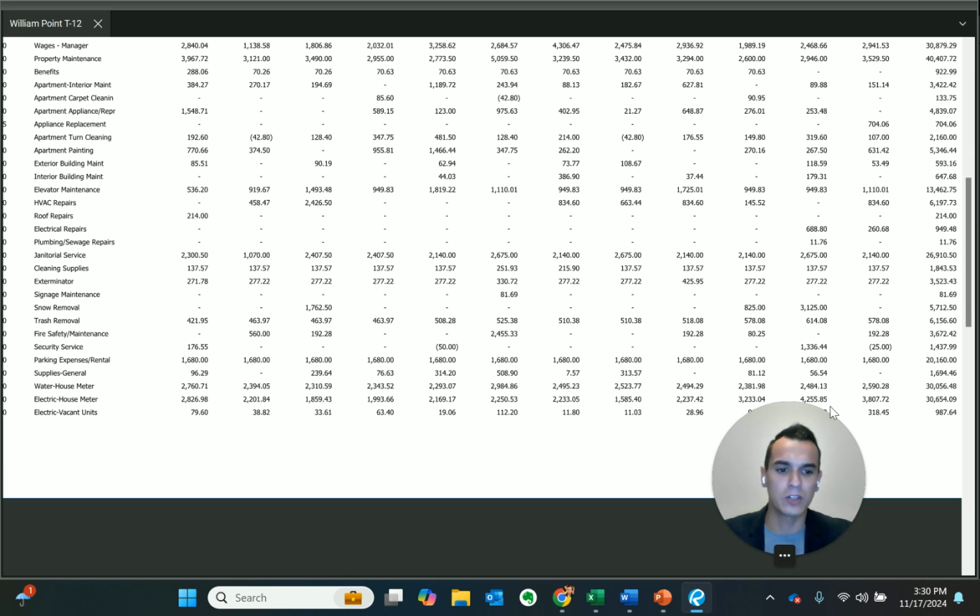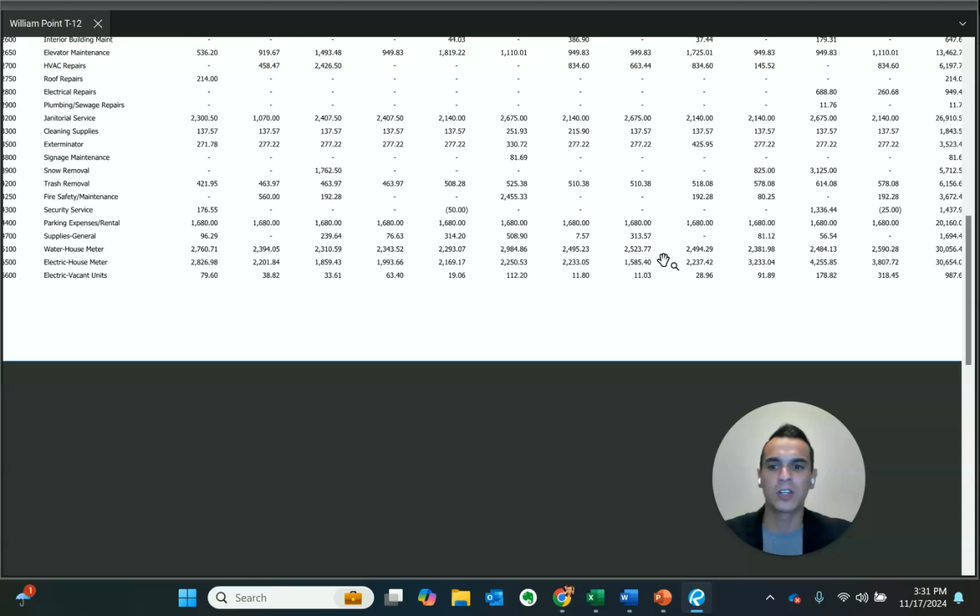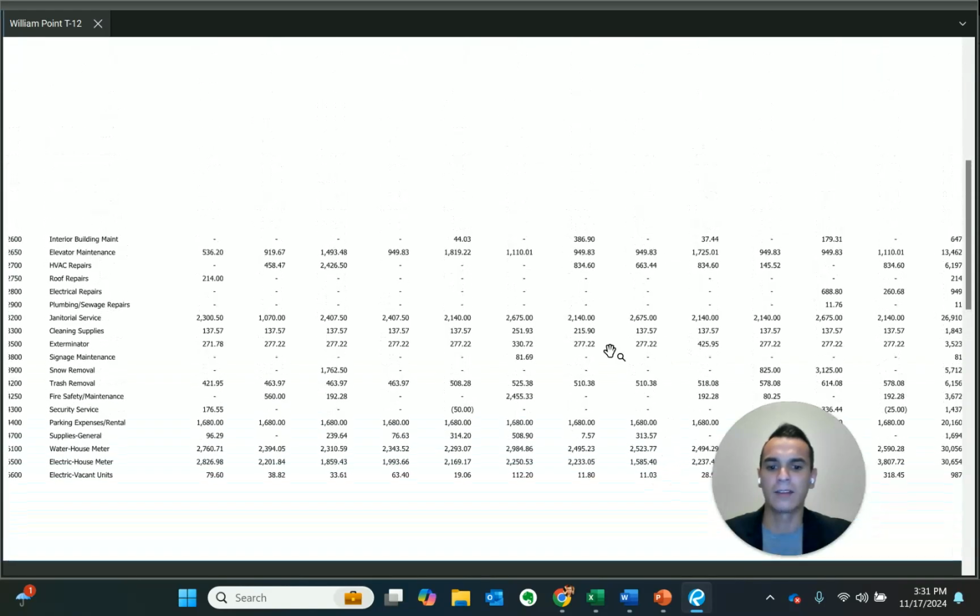So there's some fluctuation points. Here's a 4, 2. Nothing that screams at me that's concerning, but I do look for those fluctuations in between months. And then electric for vacant units. So of course, if there's no tenant in there, as a landlord, you have to pay the electric bill, and very minimal costs. So not worth spending too much time on that.